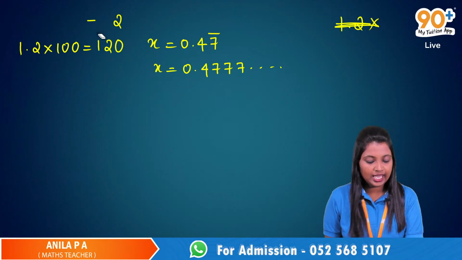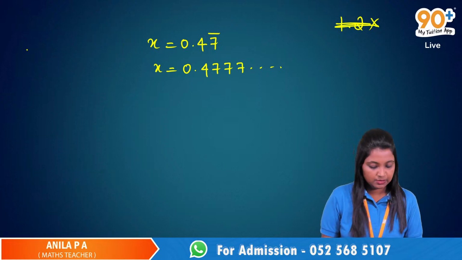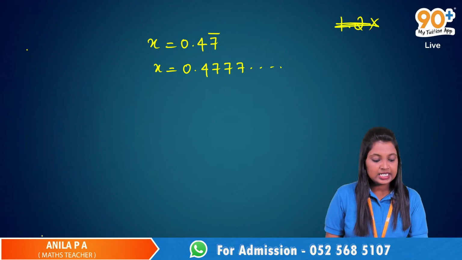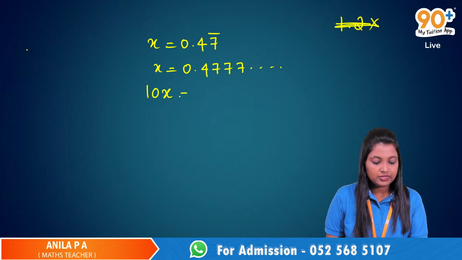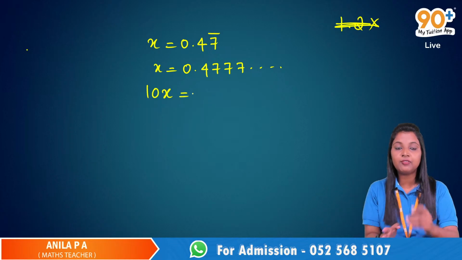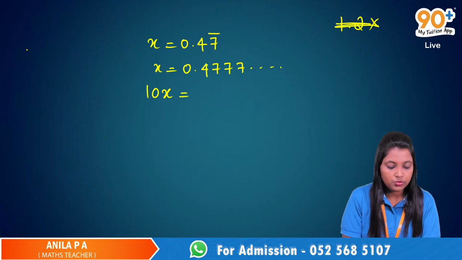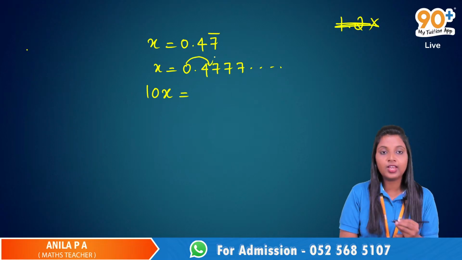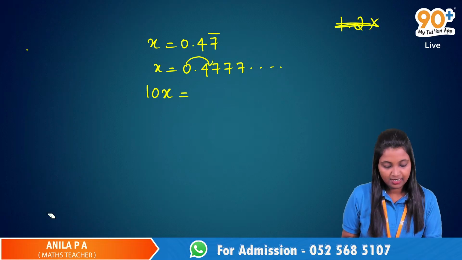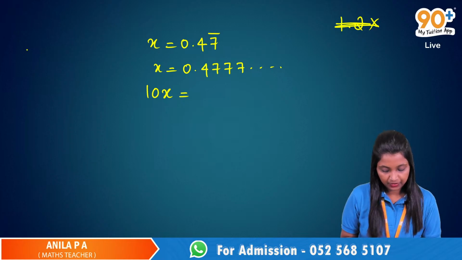Just like that, here also we are shifting the decimal point. We are multiplying with 10, so 10x means we are multiplying with 10. So we have to shift one decimal place, which means from here to here, not from there. The decimal is here. Wait.